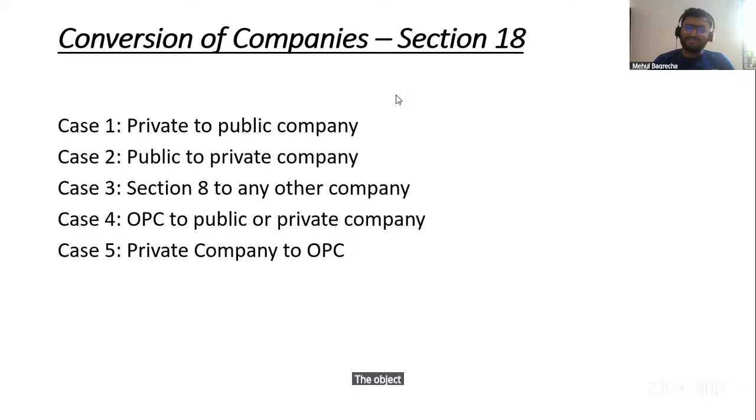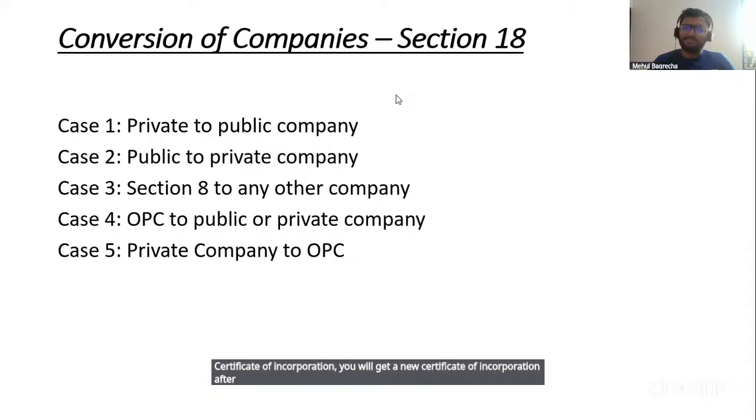Objective clause. Somebody just mentioned it. I just heard someone say it. Objective will remain the same. Objective will not change. So there will be changes in the certificate of incorporation. You will get a new certificate of incorporation after the entire changes.